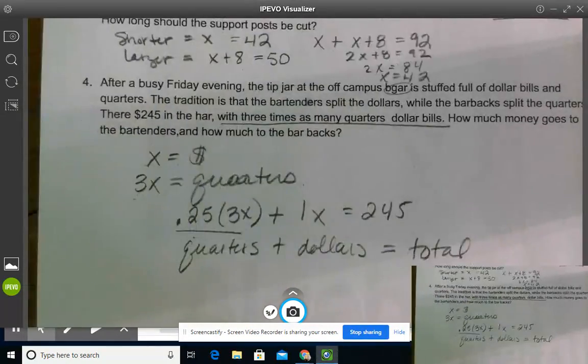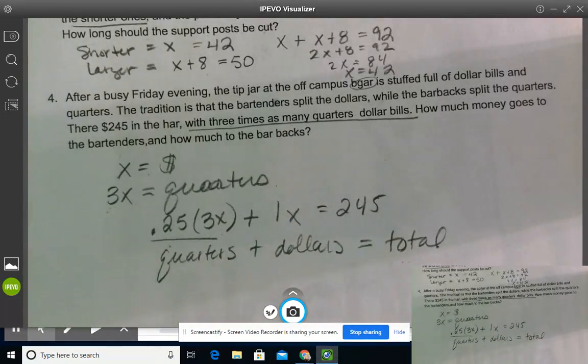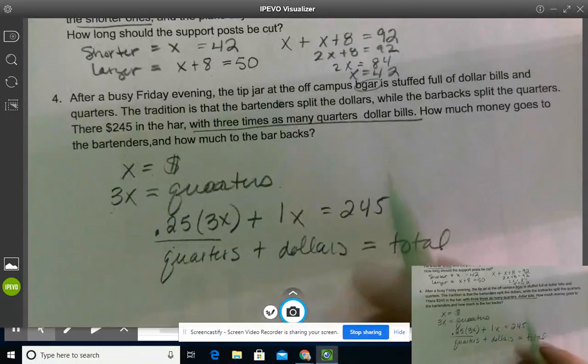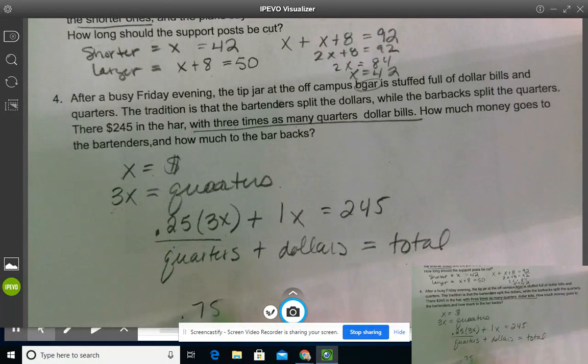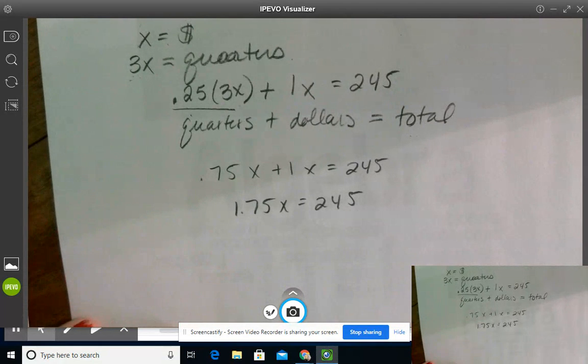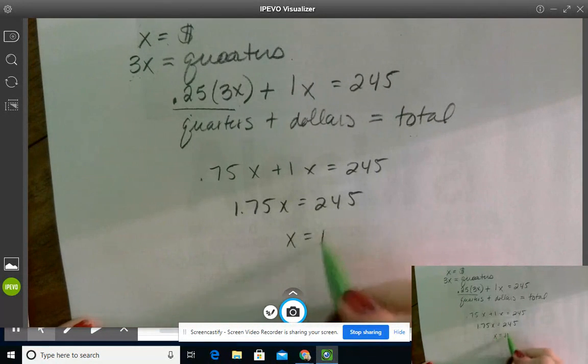So then if I solve this, you are multiplying the front part. So you get 0.75x plus 1x is equal to 245. Combine like terms, and then 245 divided by 1.75 is 140.